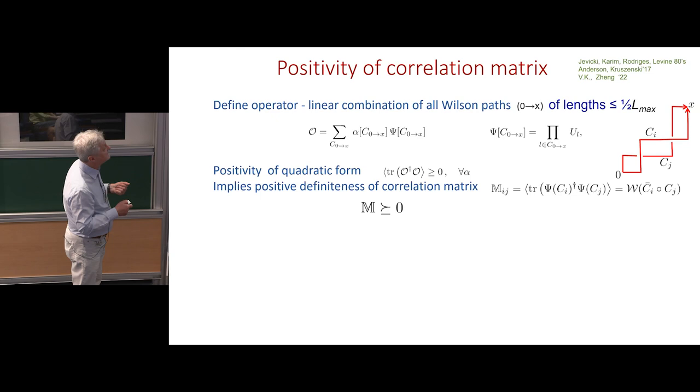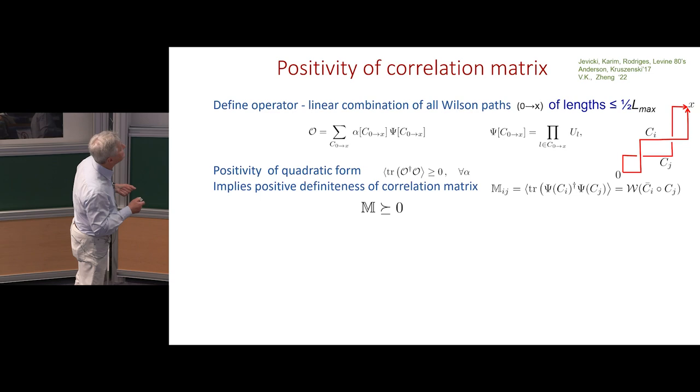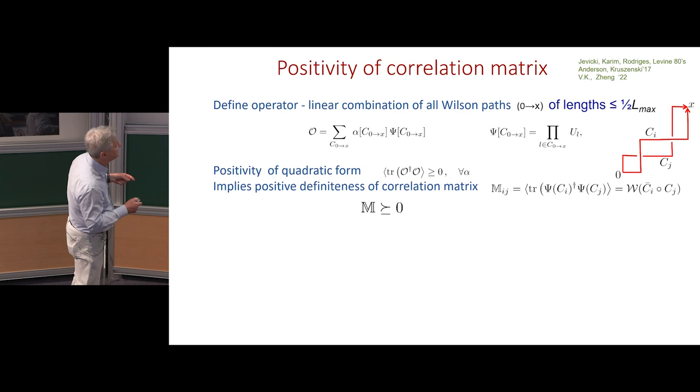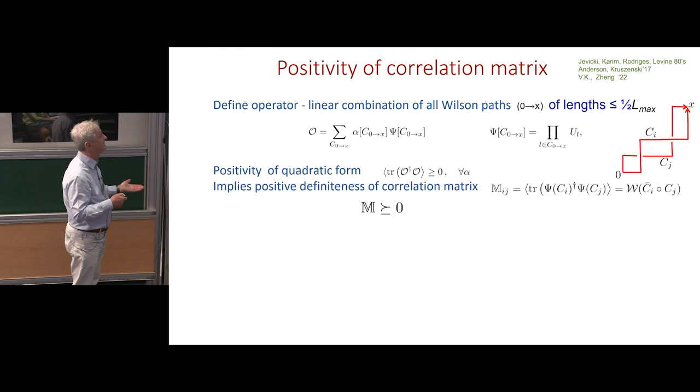So this quadratic form is positive, and it consists of the following matrix elements. They are single trace correlators between psi of ci and psi of cj. So what is this quantity? It's W of cj times the reverse of ci. A normal Wilson loop consisting of the contour Cj going this way, and then we come back along Ci in the opposite direction. So this matrix of such elements is positive definite. For finite Lmax, we have a finite matrix.